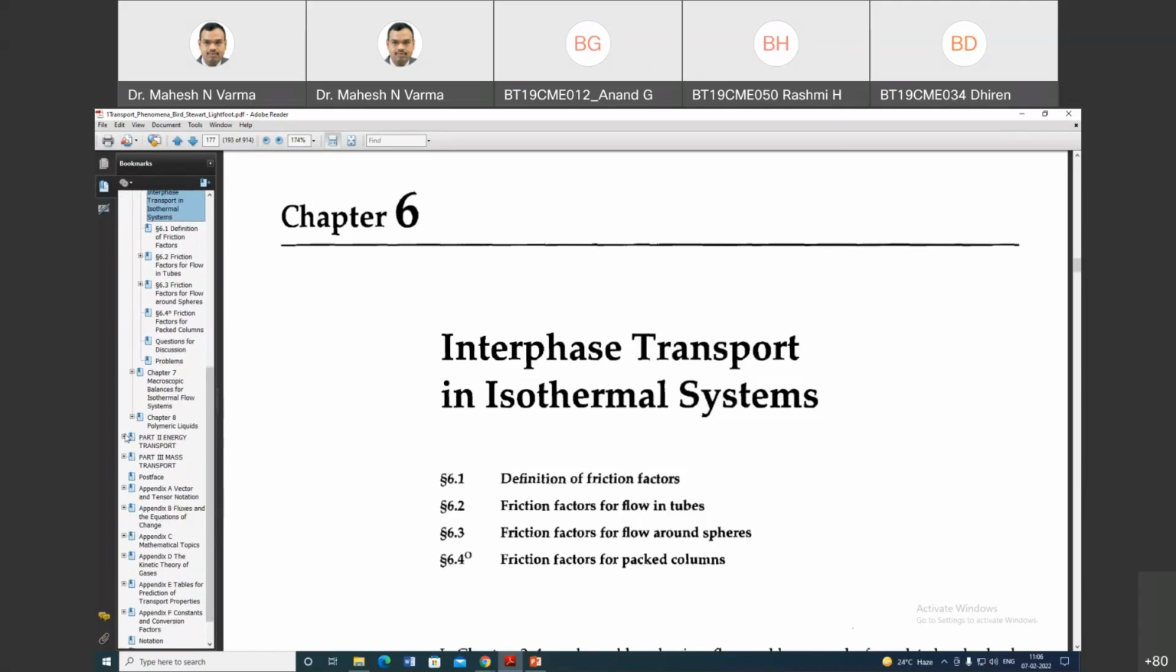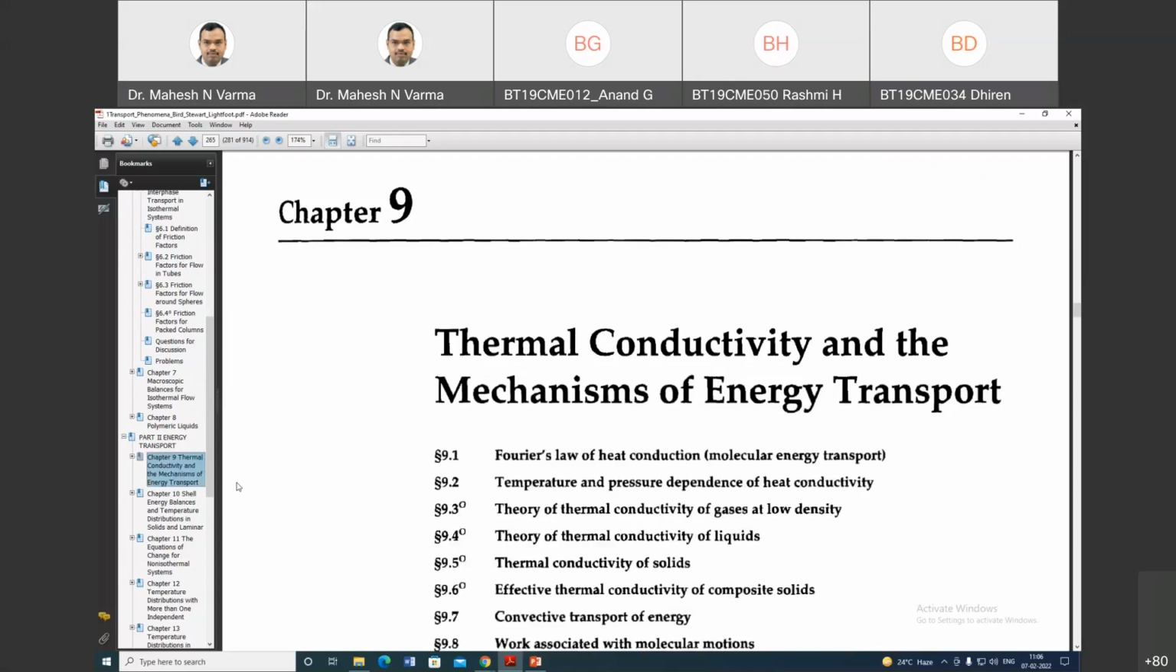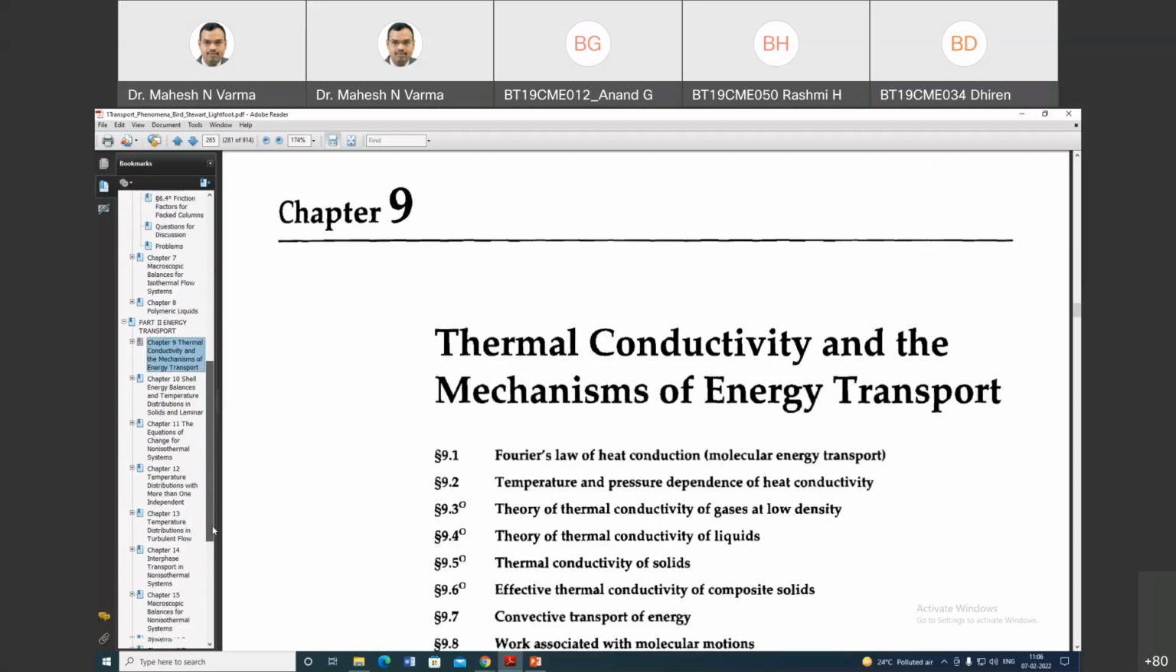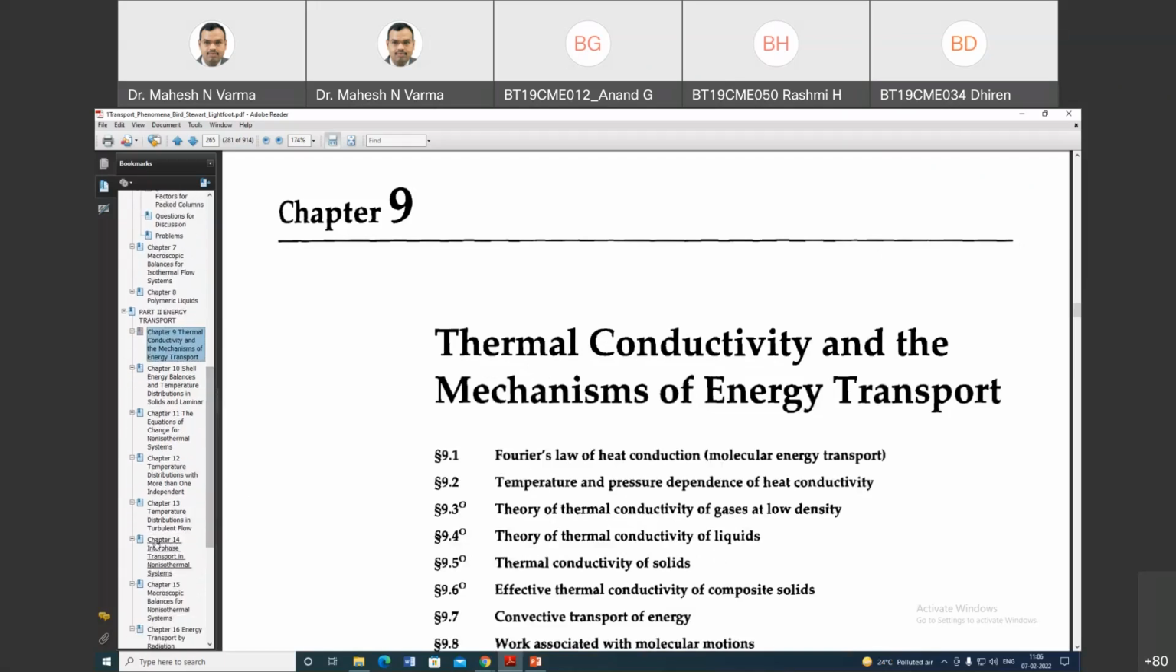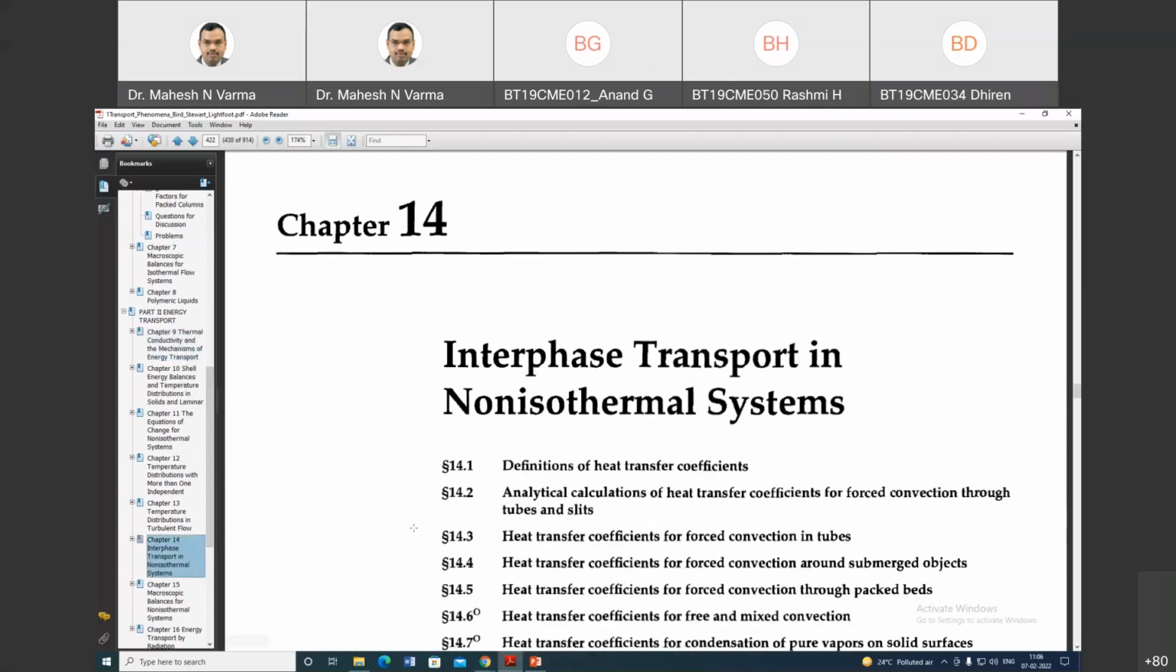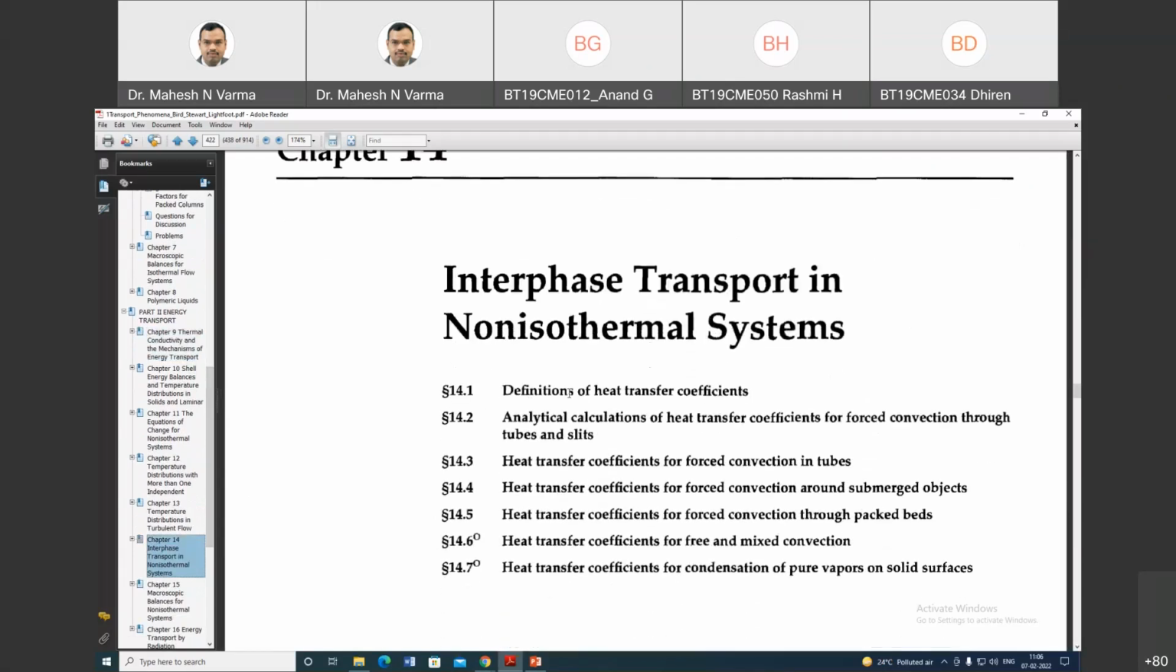Similarly, in this book you can see thermal conductivity in chapter number 9, the Fourier law of heat conduction. This we have covered. And here also we have interface flux, chapter number 14, the definition of heat transfer coefficient. We have not covered that in detail.